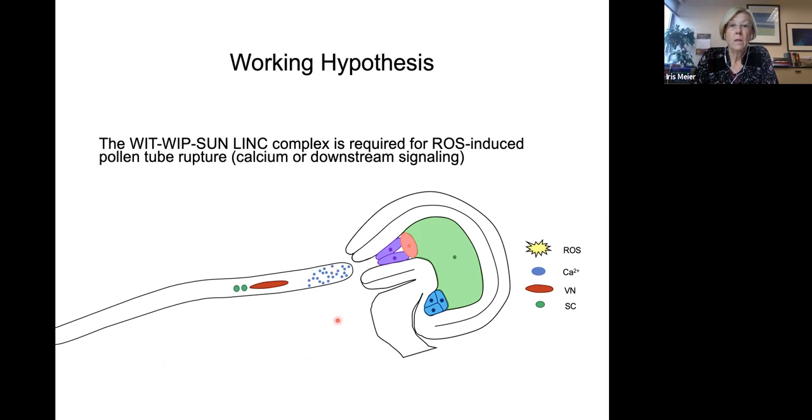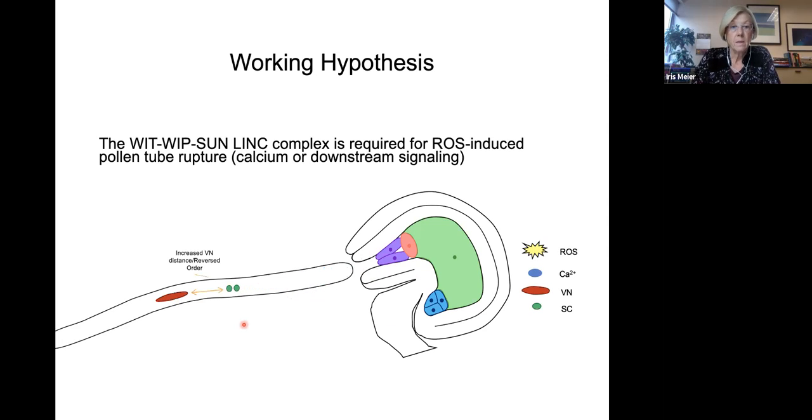So what is known is that at the time of pollen tube arrival, the synergid cells react with a burst of reactive oxygen species. That leads to an increase of tip calcium in the pollen tube, and that calcium burst migrates into the flank of the pollen tube, and together these phenomena are involved in the burst of the pollen tube.